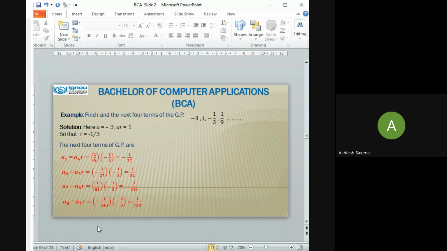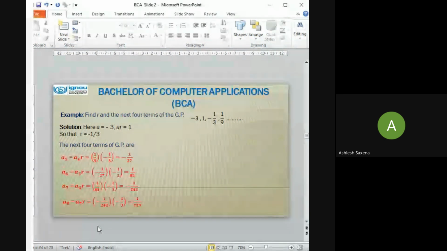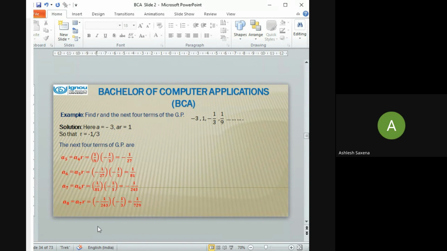You can check whether you have done it correctly or not. If you divide A8 by A7, what will you get? If you divide A7 by A6, what will you get? The common ratio, correct. And what is the common ratio? Minus 1 by 3.